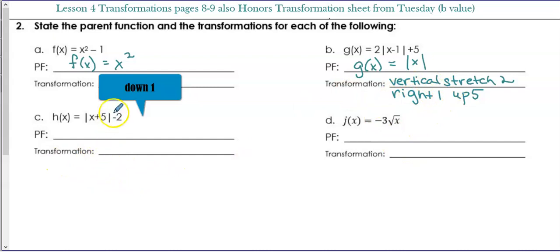Okay, so part C, again, this is an absolute value. So parent function, absolute value of x. This one, again, it doesn't have a b value, so it's really easy to do. It moves to the left 5 and down 2.